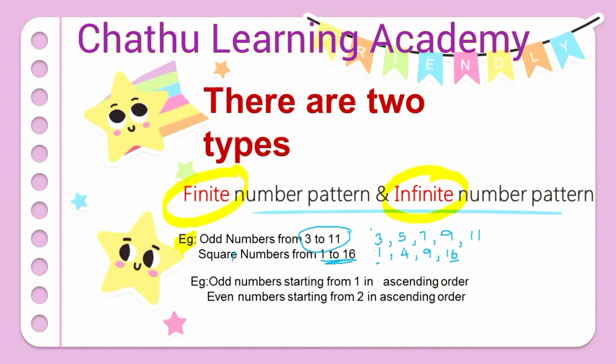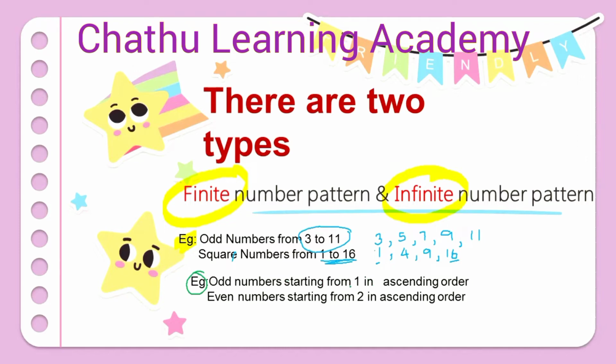Then this type of number patterns is called finite number patterns. If we move to the second type, infinite number patterns. What are the infinite number patterns? Here I have given two examples. Odd numbers starting from 1 in ascending order.